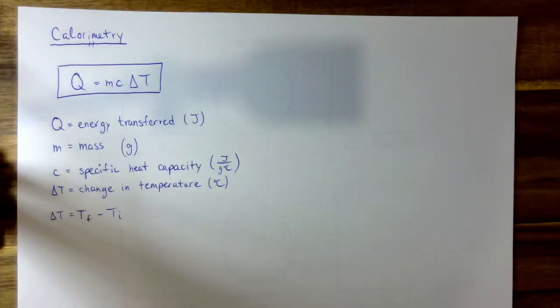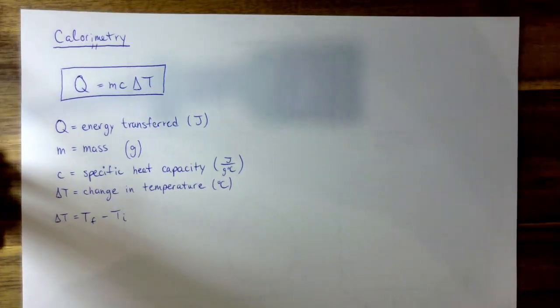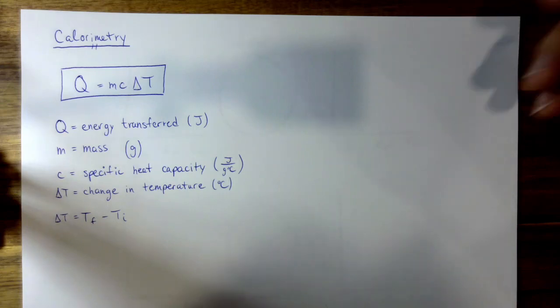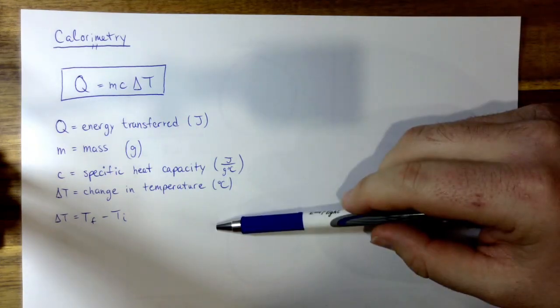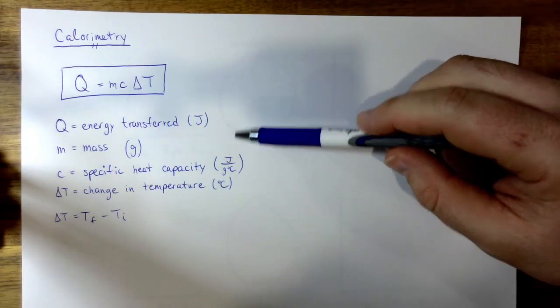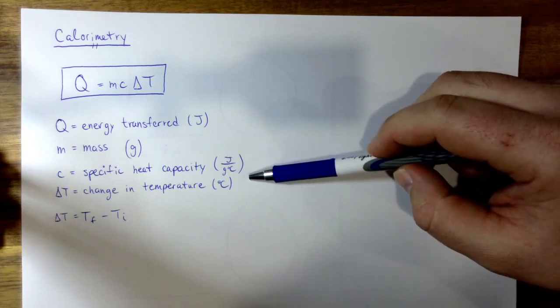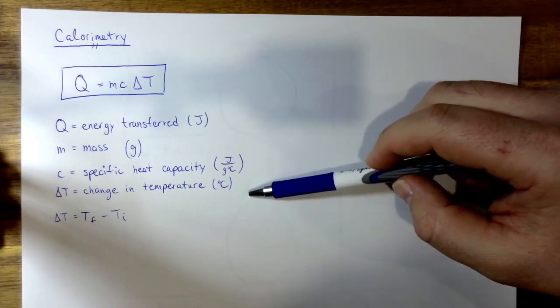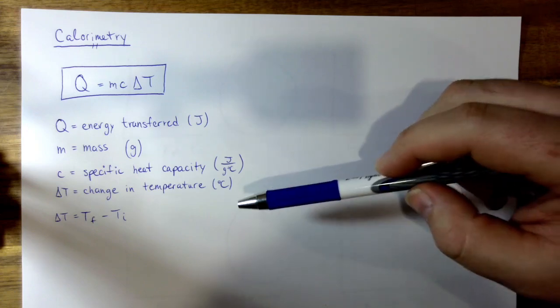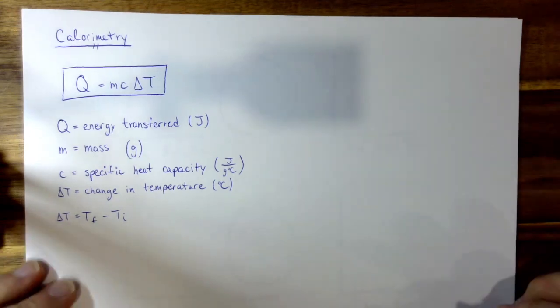Hey, it's Mr. K. Let's talk a bit more about calorimetry with a bit more of a focus on labs this time. So we'll go back to Q equals mcΔT. Q is energy transferred, m is mass, c is specific heat capacity, and change in temperature is represented by ΔT. So what does this actually mean from a lab standpoint?